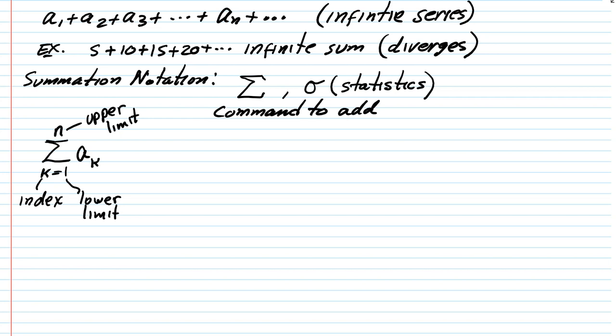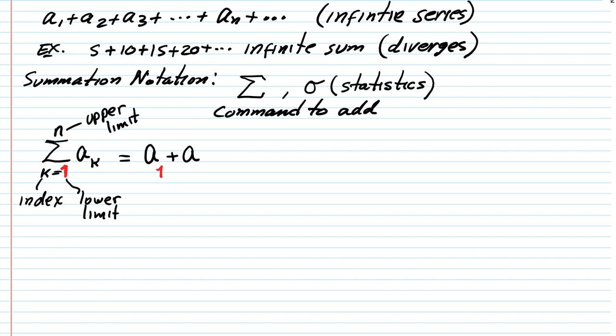So how does this work then? Here's how it works. You start with A. The subscript starts with 1, right? K starts with 1. So you plug in a 1 here for the subscript. And then because the sigma is a command to add, next I'm going to add, because I see the presence of sigma. It's a command to add. So I'm going to add.